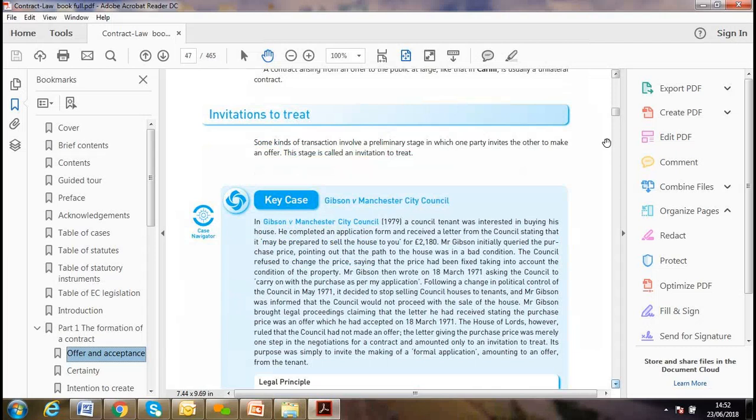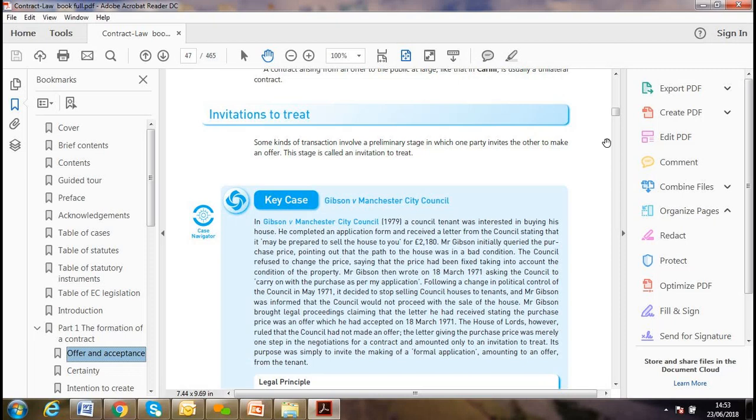A council tenant was interested in buying his house. He completed his application form and received a letter from the council stating it may be prepared to sell the house to him at this price. Mr. Gibson initially queried the purchase price and pointed out that the house was in bad condition. The council refused to change the price, saying the price had been fixed taking into account the condition of the property.